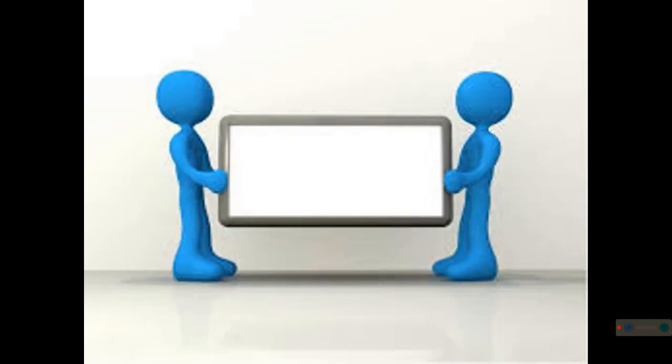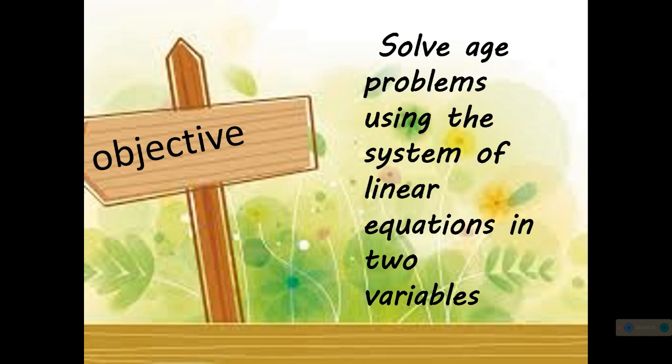Okay, so the second type of problem that we are going to discuss under system of linear equations is about the age problems. Okay, age. So it means we are going to talk about the different ages, how old or how young are the persons involved in the given problems. Okay, so before we proceed, let us have our objective. Solve age problems using the system of linear equations in two variables.